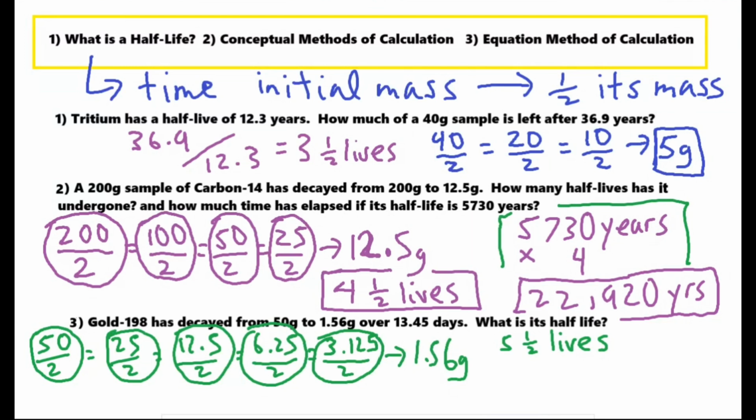We have the total time, so we're going to have to divide by the amount of half lives to get the amount of time for a single half life. So we had 13.45 days pass by total, and we had five half lives occur. So we're going to go ahead and divide that by 5, and then we get 2.69 days.